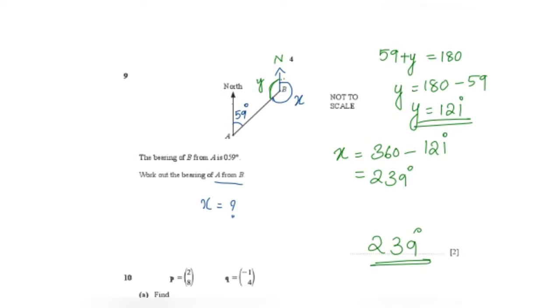Always bearing should be in 3 significant figures. So we got the answer as 239 degrees. I hope all of you understood. Let's move to question number 10.